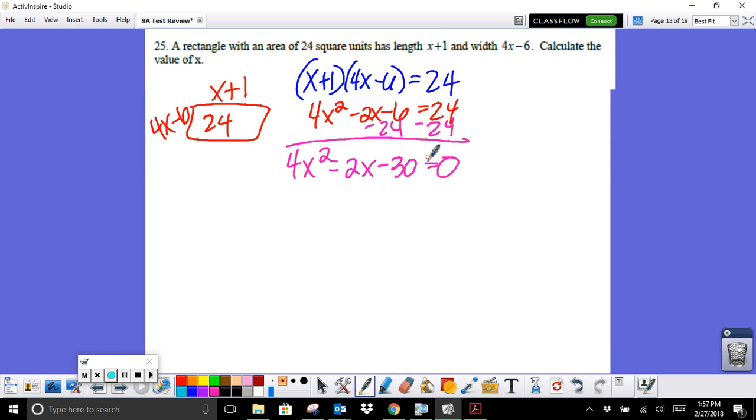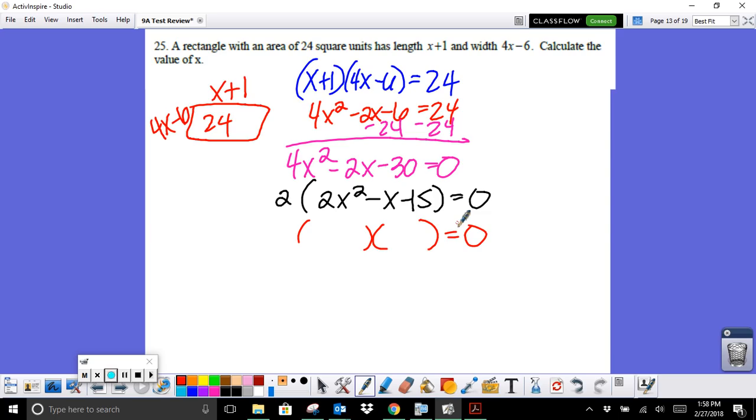Now this does have a GCF, so I would have to take that out. So I would take the 2 out. That leaves me with 2x squared minus x minus 15 equals 0. Again, to save time, I'm just going to give you the factors here. So the factors here would be x minus 3 and 2x plus 5.